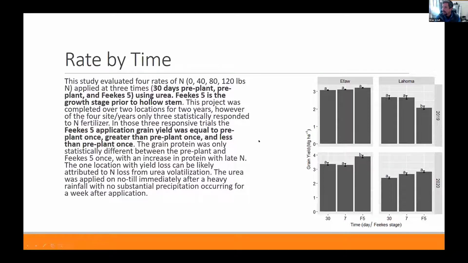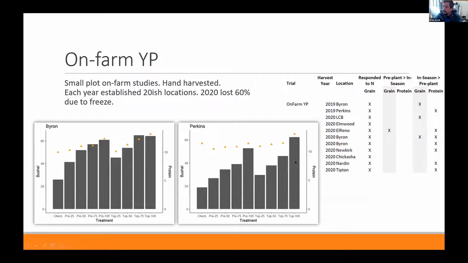We'll get to that. The on-farm YP, so small plot studies. Many of you had these on your own farms or knew of them. We were putting out 20 or 30 of these a year, harvesting as many as we could. Last year, we got wiped out. Everything south of I-40 got frozen out. But in the end, we lost 60% of all of our locations over the 2 years, but we had quite a few locations.